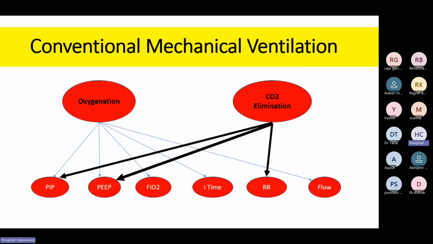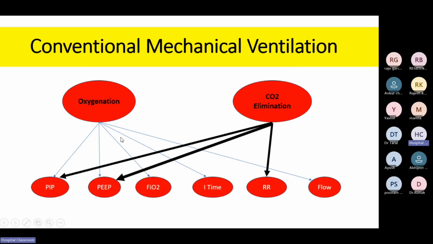Okay, and the third option is you can increase or decrease the respiratory rate. But nowadays we are not using this. Nowadays we are more using patient-triggered ventilation, so there is not much of an option to juggle with the respiratory rate. Most of the times, if you are dealing with a problem of CO2 elimination, you have to tackle either of the two parameters.